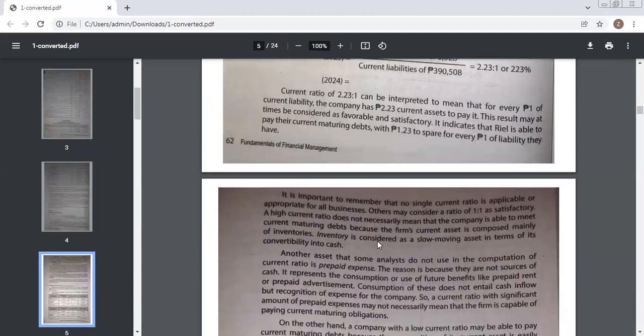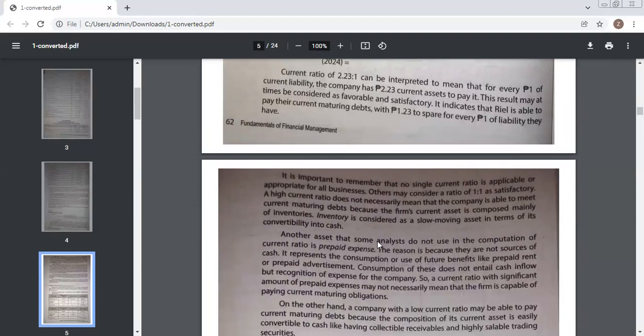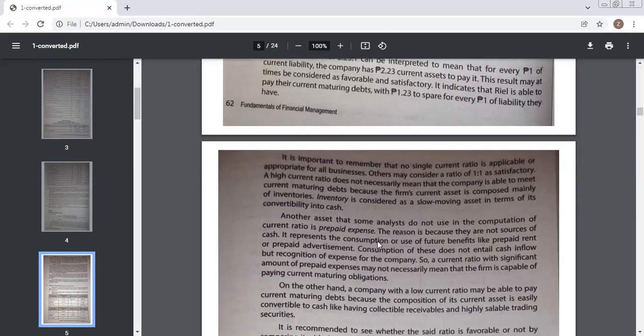It is important to remember that no single current ratio is applicable or appropriate for all businesses. Others may consider a ratio of 1:1 satisfactory. A high current ratio does not necessarily mean that the company is able to meet current maturing debts if the firm's assets are composed mainly of inventories. Inventory is considered a slow-moving asset in terms of its convertibility into cash.